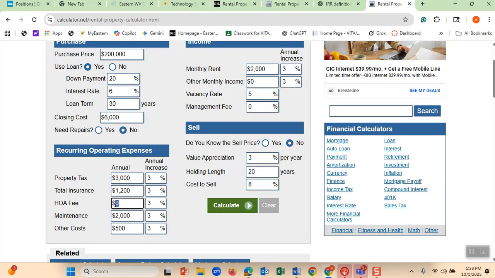Usually houses don't have an association fee unless they are in a community. And you are assuming every year you spend $2,000 for maintenance and other costs, and these are going to go up every year by 3%. When you want to sell it, you do not know the selling price for now, but you are expecting the house to appreciate. Every year the price of the house hopefully will go up by 3%. And you want to keep the house for 20 years and hope to sell it.